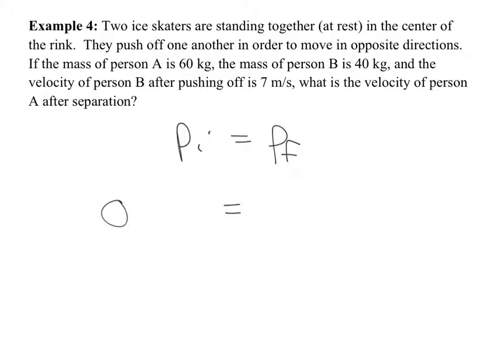So the mass of person A is 60 kilograms, so MA times VAF, the velocity of them afterward. The mass of the second object times its velocity afterward. Again, why is there a 0 on the left side? Both objects are at rest. The momentum of the system is 0 to start.